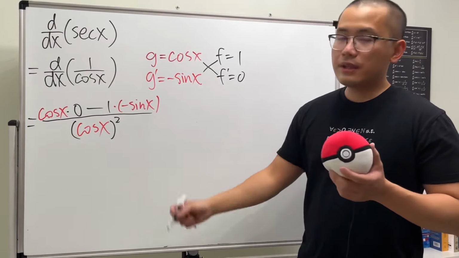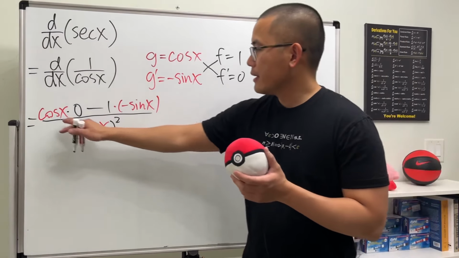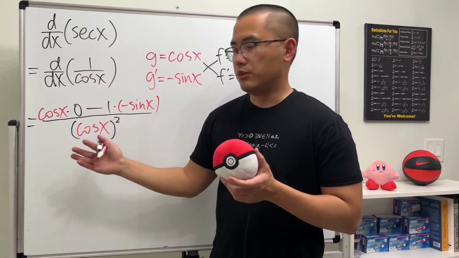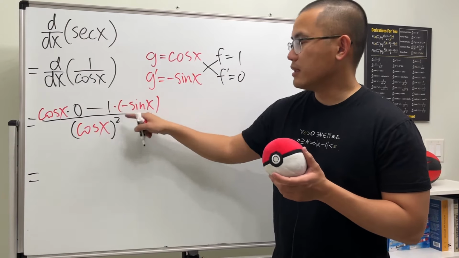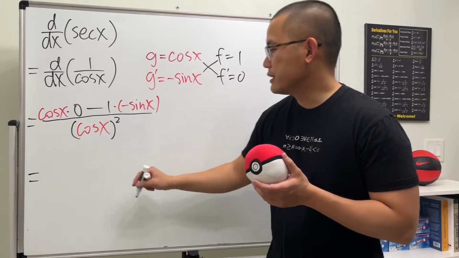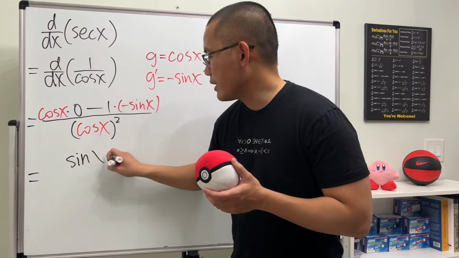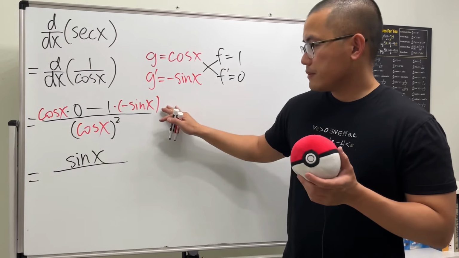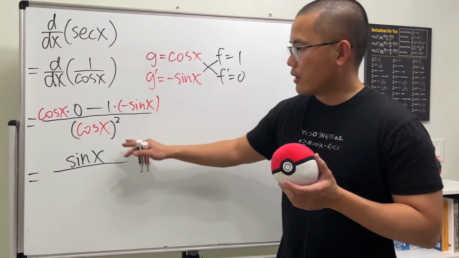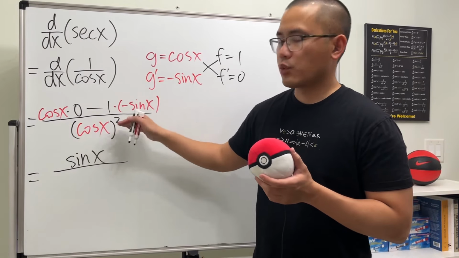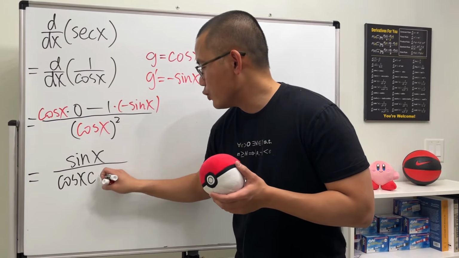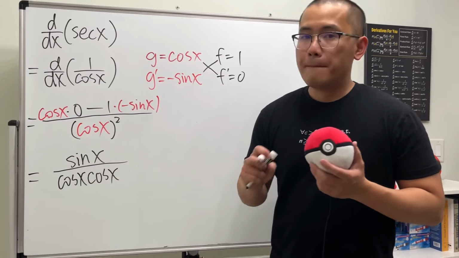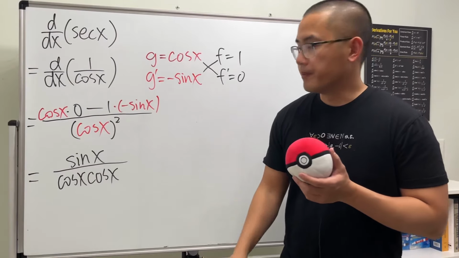Alright? So now that's what we have. Okay. We see that this times that is just 0, so that's good. And another thing to pay attention to is, negative times negative, we get positive, and we have just sine x right here. And then over, here we have cosine x squared, which means we have cosine x times cosine x.